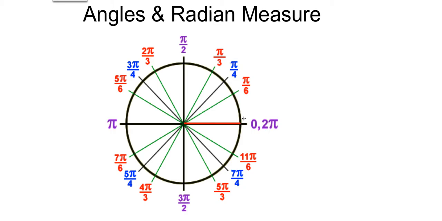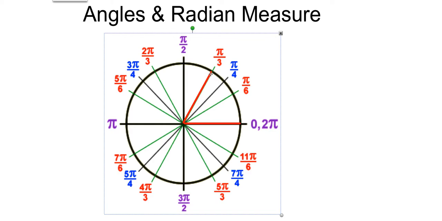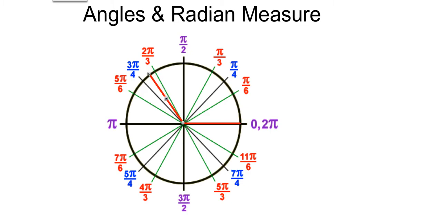So this red segment here is going to be the initial side, or the starting side, of my angle. And if I then draw a second segment, this is called the terminal side. So my angle is going to be this angle right there. If it's traveling in that counterclockwise direction, that's going to be a positive angle. And if it traveled in the opposite direction, it would be considered a negative angle. So this terminal side can be anywhere on the unit circle.